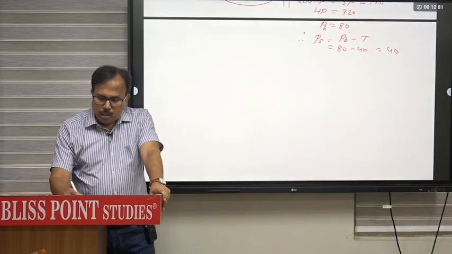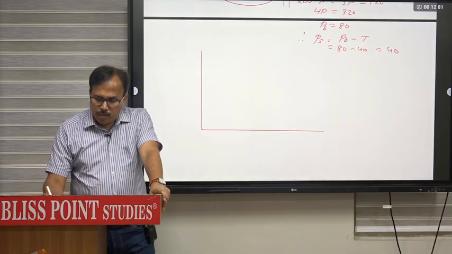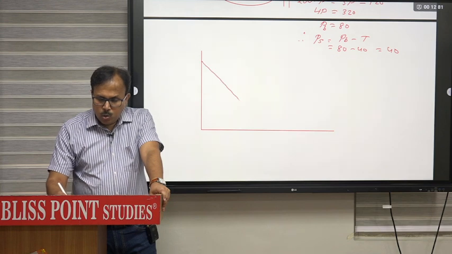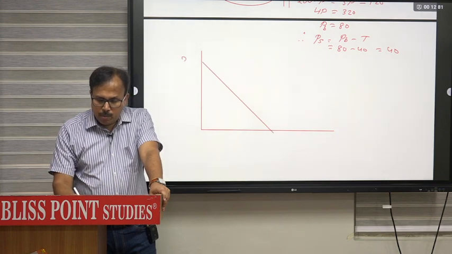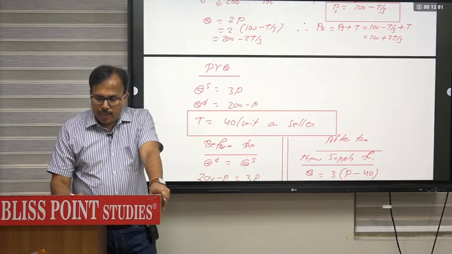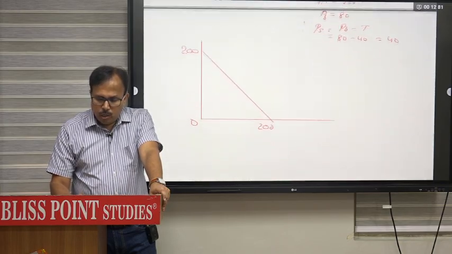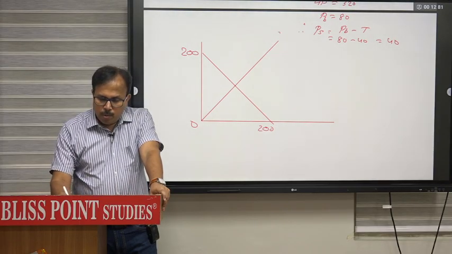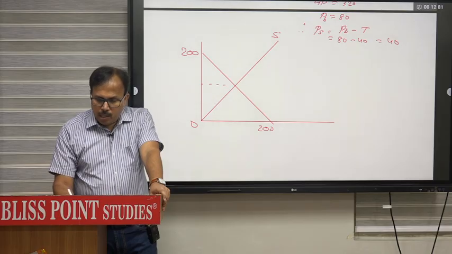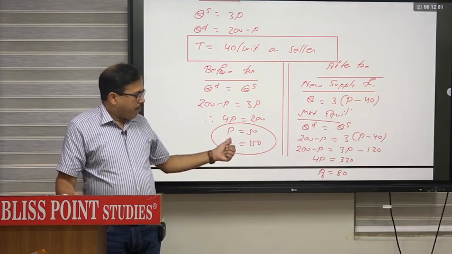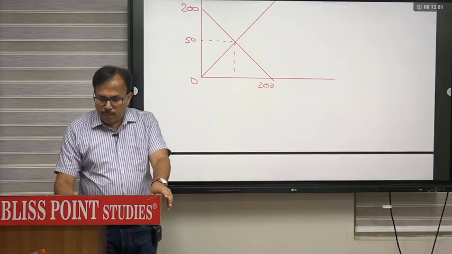इट. सो हाउ टू प्लॉट इट ग्राफिकली? डिमांड फंक्शन वाज Q equal to 200 minus P. So you can just write 200 and 200 intercepts. And supply function was given as 3P. So if price is 0, quantity is 0, starting from origin. इक्वेट करके पहले प्राइस लिख देंगे जो विदाउट टैक्स प्राइस आया 50 एंड 150. सो राइट 50 एंड 150.